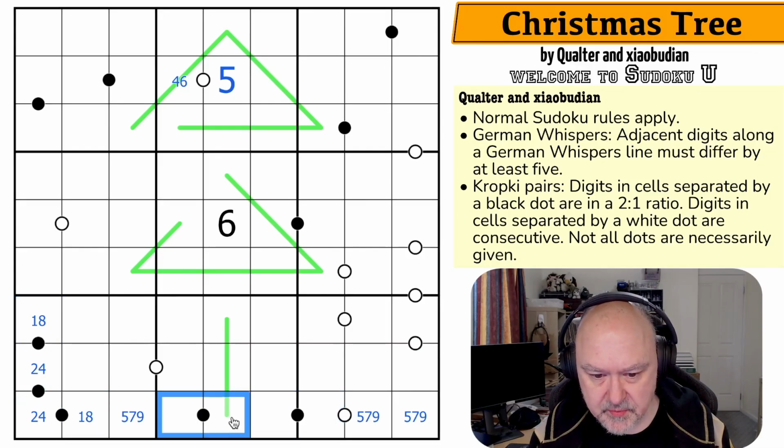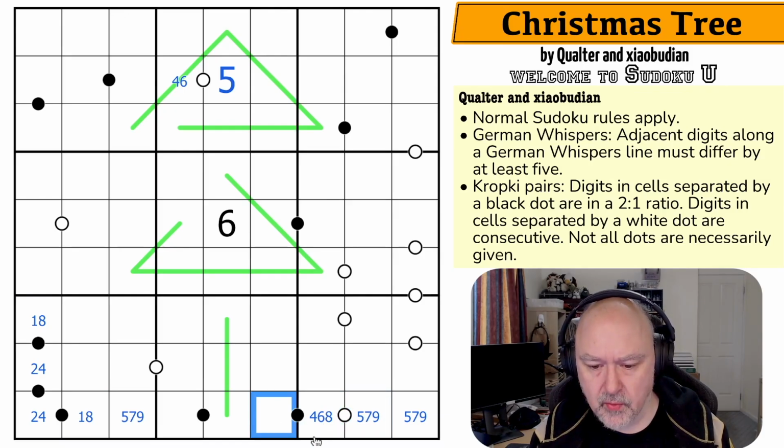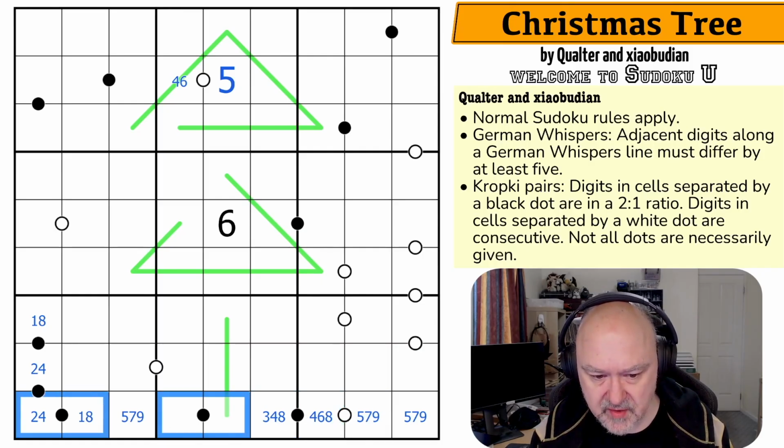So that domino is in one of those, but this is 5, 7, or 9. So this could be 4, 6, or 8 only, because these are all high odd digits. If this is 4, this is 8. If this is 6, this is 3. And if this is 8, this is 4. So this is only 4, 8, or 3, 6. So the 1, 2 is in one of those.